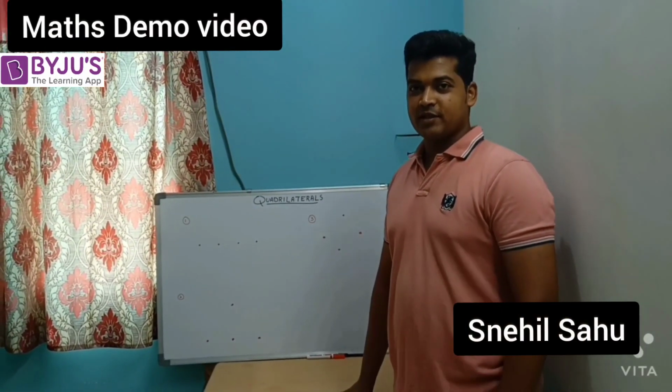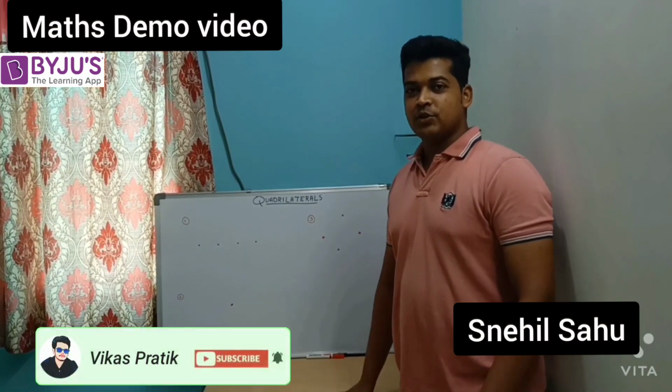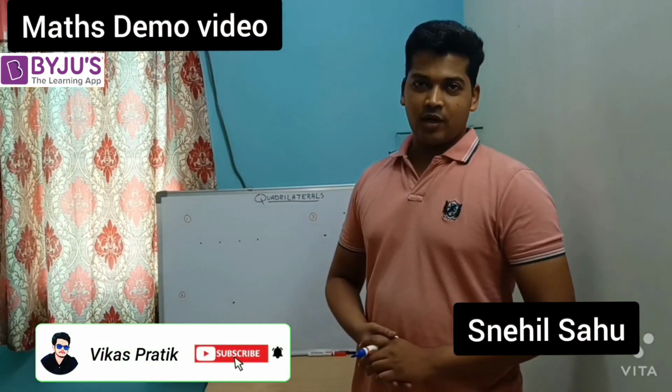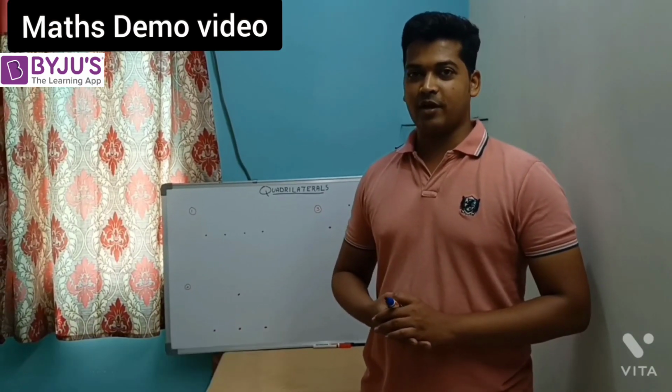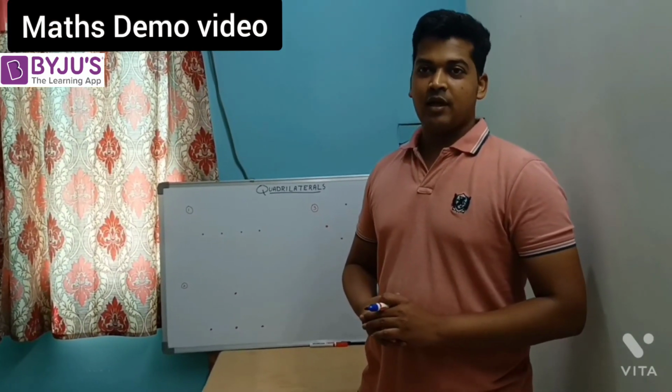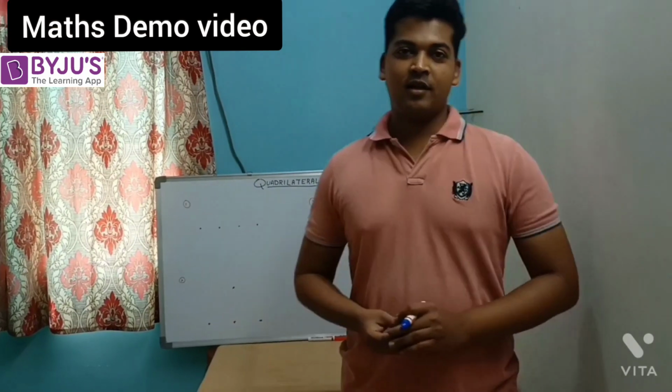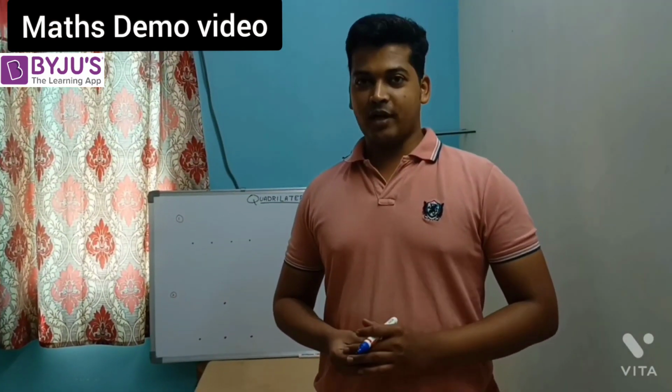Today we are going to discuss quadrilaterals. So think about your classroom. Think about the blackboard you see almost regularly. Which shape is it? Think about the duster used by your teacher. Which shape is it? It's a quadrilateral.